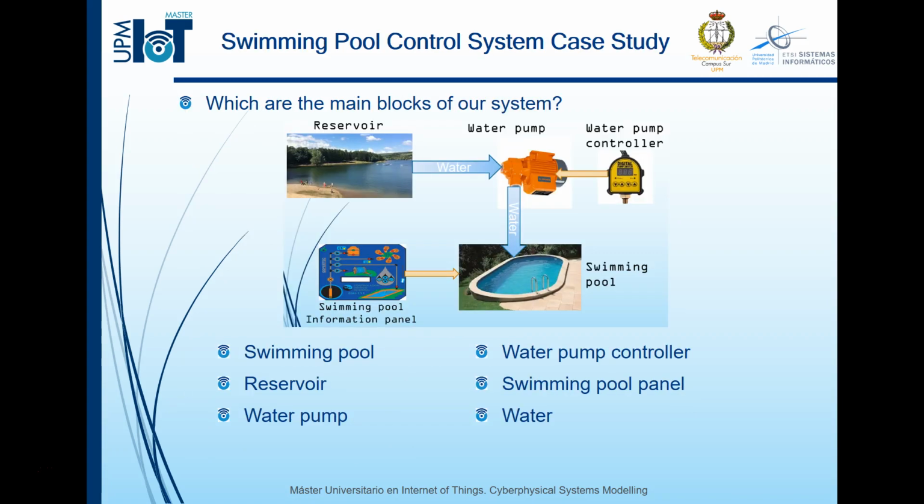So, which are the main blocks of our system? It's clear. If you remember, based on this general overview of the system, we need to define a swimming pool to represent this concept. We need to create a block for the reservoir to model this concept. We also need a block to model the water pump, and the same for the water pump controller. And what about water? Should it be a block or not?